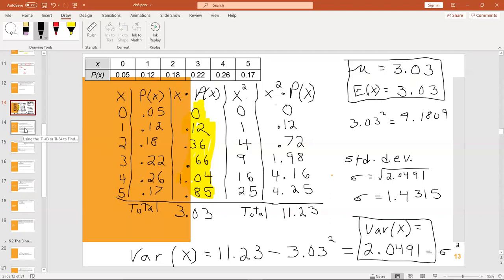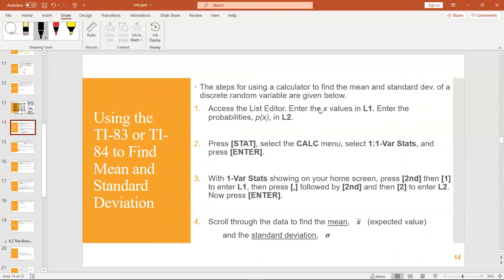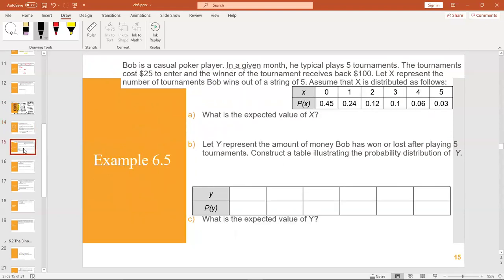2.0491, that's the variance. All right, so you can also use the graphing calculator. So what you can do is in list 1, put all the x values, and then in list 2, put all the probabilities. And then if you go to 1-Var Stats, it will give you the mean and the standard deviation, along the lines of the process that I just showed you by hand.